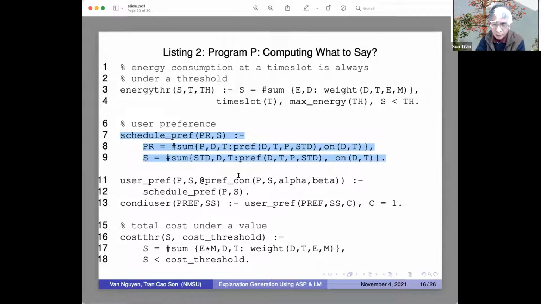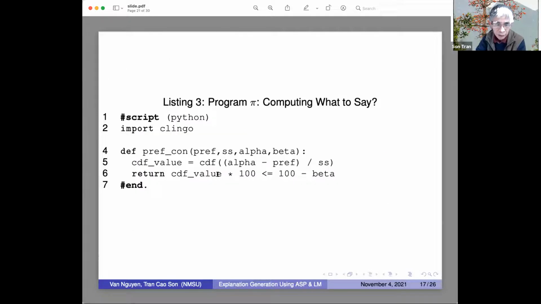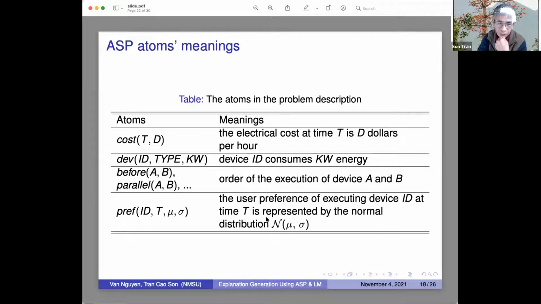So we calculate that. Now, this program, given an answer set, given a schedule and the specification of the problem, will give us the set of atoms that satisfy certain conditions. If we have a question, then we can extract the information, the atoms that are related to that question. And so we have a collection of atoms that could be used to answer it, right?